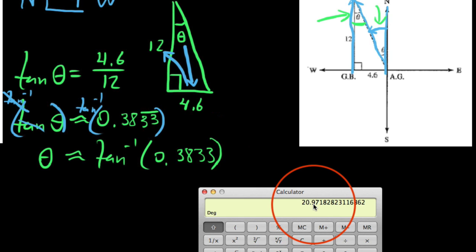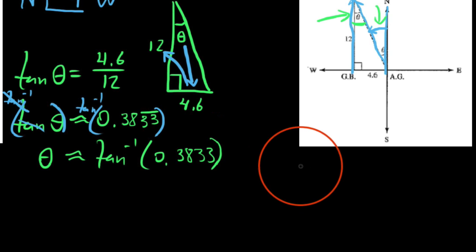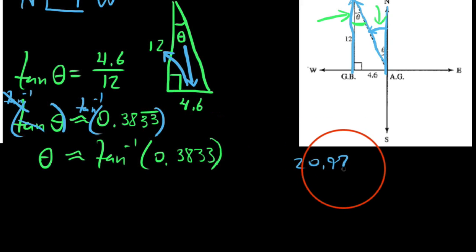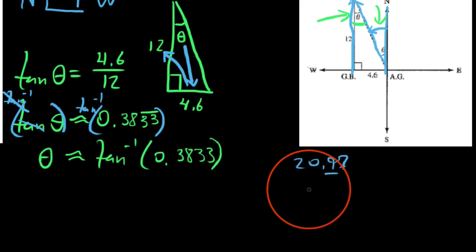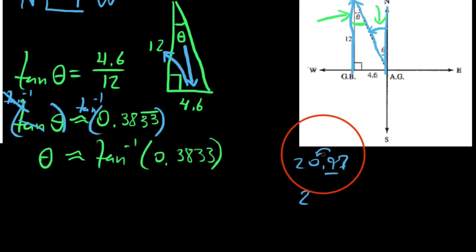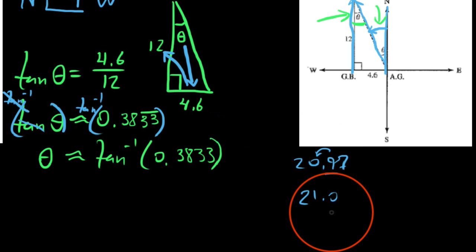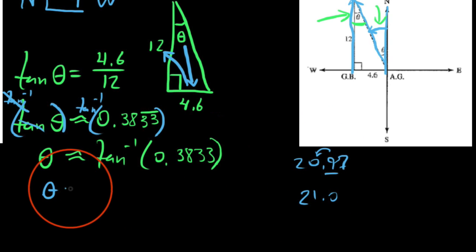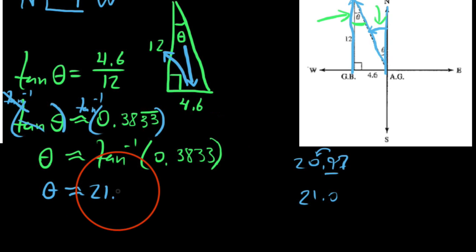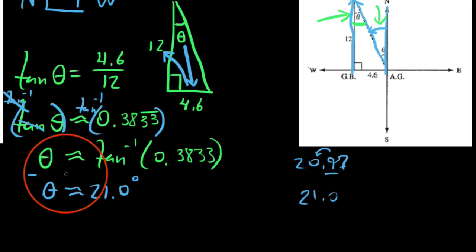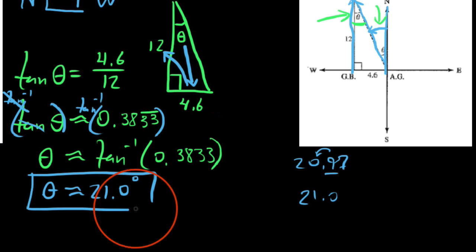So 20.97 rounds up. The 9 rounds up to a 10, so it becomes 21. We'll carry that over here, 21.0. So we'd say theta is approximately 21.0 degrees. We do want to write that 0 since we did round to it. Now this does not answer the question.